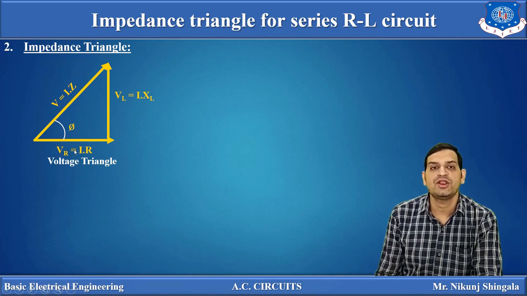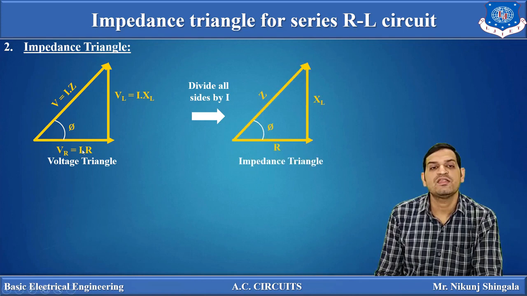So again, this is a voltage triangle. VR, VL and V are the sides of the voltage triangle. Now if we divide all the sides by current I, then we'll have the impedance triangle. So if we divide this side by I, we'll have R, here we'll have XL, and here we have Z. So the impedance triangle gives the relationship between R, XL and Z.